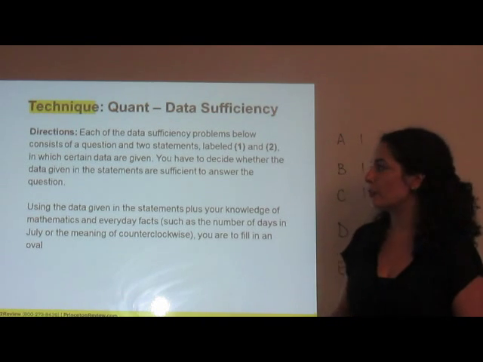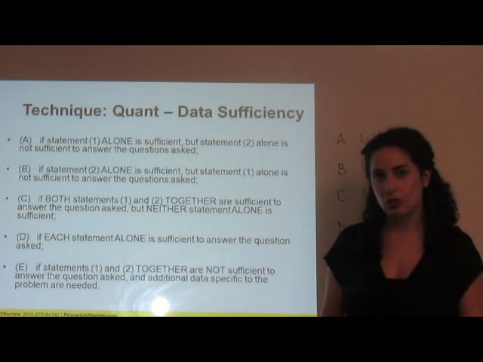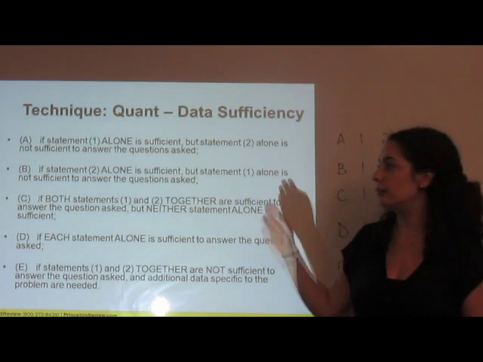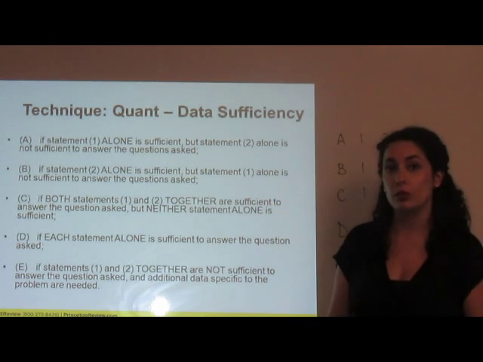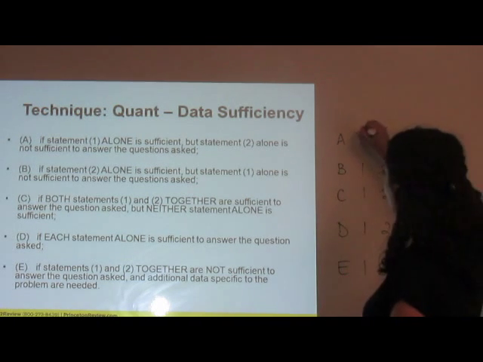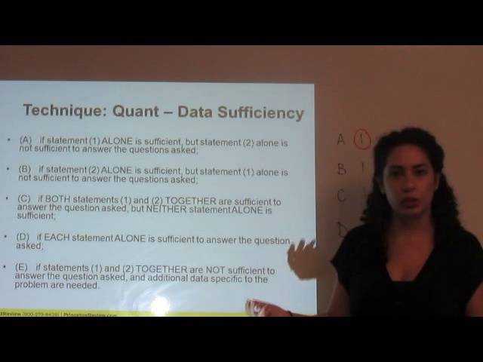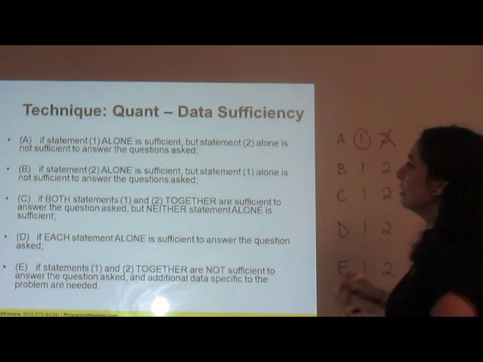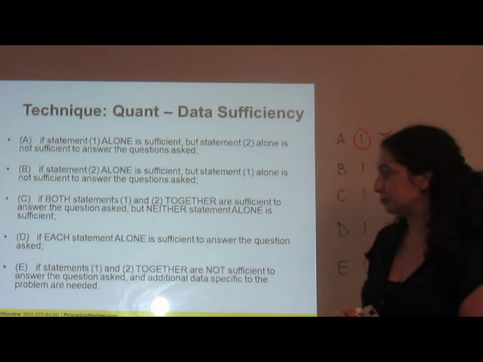Now, the thing about data sufficiency is that the answer choices never change. What we've listed here as A is what A will always be, and ditto for B, C, D, and E. So let's go through what those answer choices represent. A is if statement 1 is sufficient. In other words, it gives you all the information that you need. Statement 1 would allow you to solve the problem, but statement 2 is insufficient, it's useless.